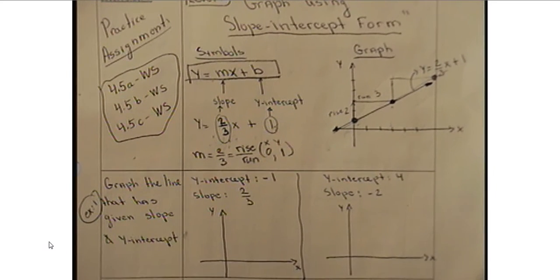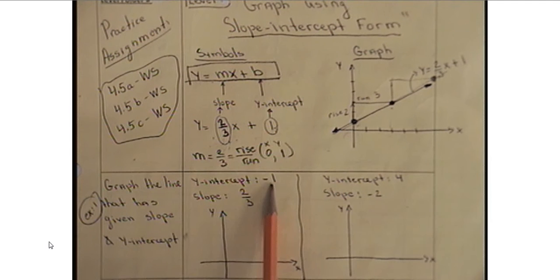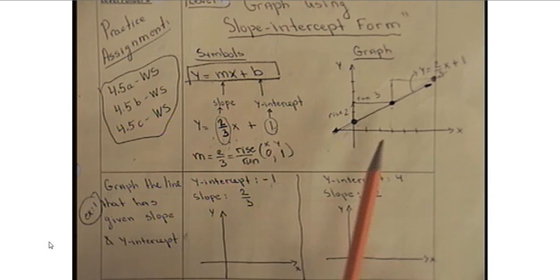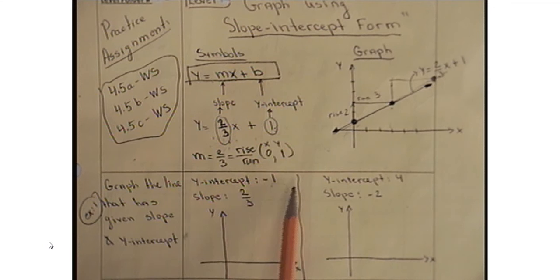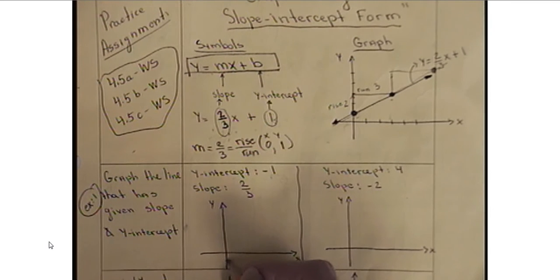In example 1, we are given: graph the line that has a given slope and y-intercept. So we have slope 2/3 and y-intercept -1. Well, remember right here when I told you y-intercept -1, this will be your first starting point. So let's say I'm going to measure this to be -1 here, and that will be the beginning point.